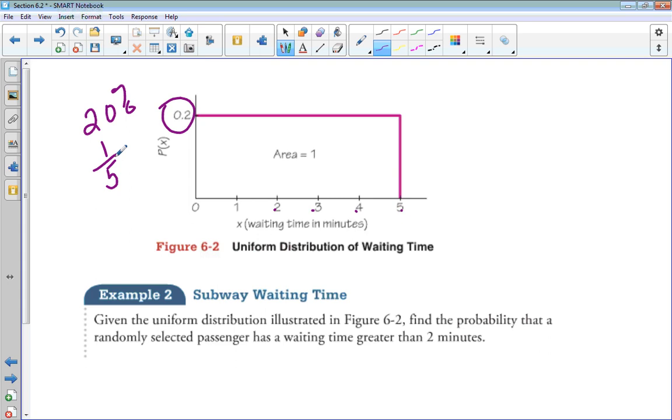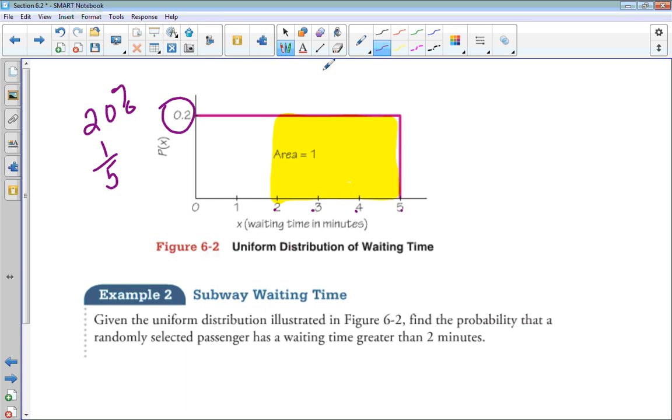So given this particular problem, given the uniform distribution illustrated here, find the probability that a randomly selected passenger has a waiting time greater than 2 minutes. So I'm going to get my highlighter out. So greater than 2 minutes. Well, here's 2 minutes, and greater than would be this whole area. The whole area is equal to 1. So I know it's got to be less than 1. So I've got to find out how to find the area.